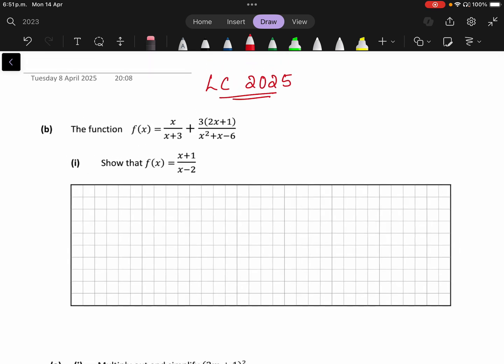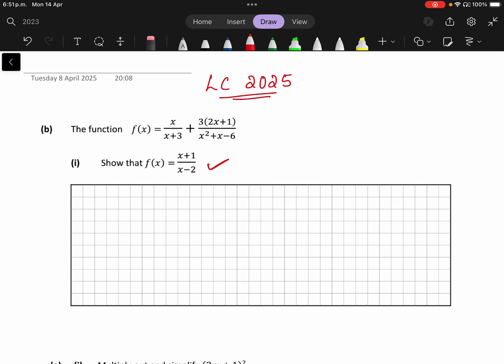Okay, so let's first look at this question. You have a function which is given by f of x is equal to x by x plus 3, plus 2x plus 1 divided by x square plus x minus 6. We'll be working only on exam questions. And they're saying show that f of x is equal to x plus 1 divided by x plus 2.